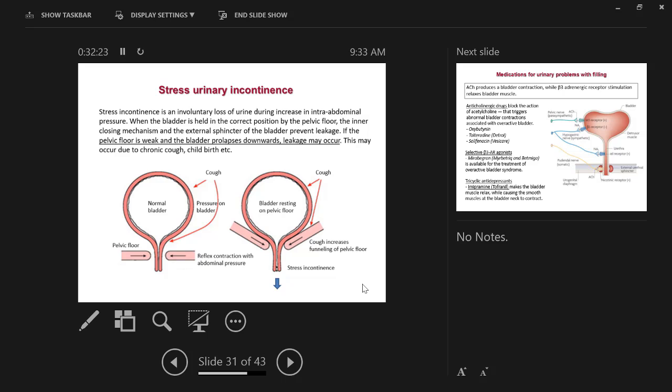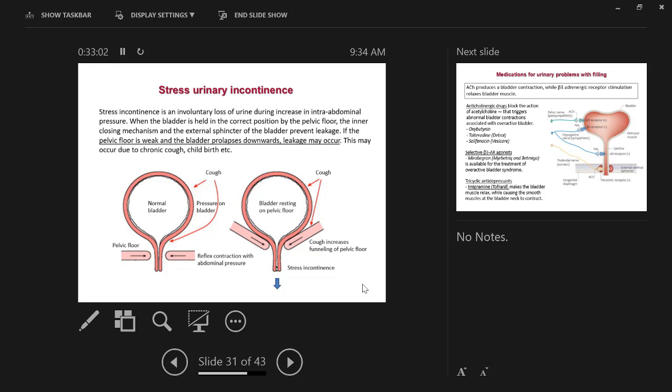But if this mechanism doesn't work well, then the bladder prolapses like this, and urine comes out all the way. That's called stress incontinence. By the way, this happens with chronic cough, for example COPD patients, elderly COPD patients coughing all the time, and because they are old, their muscles are not strong enough, so that happens a lot. And childbirth in females could also be a reason.